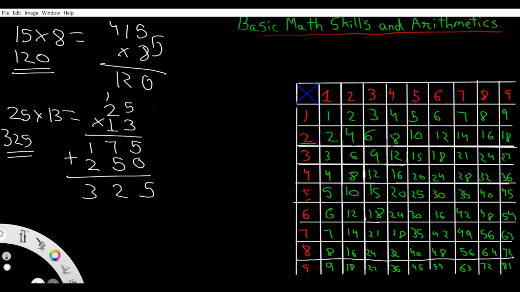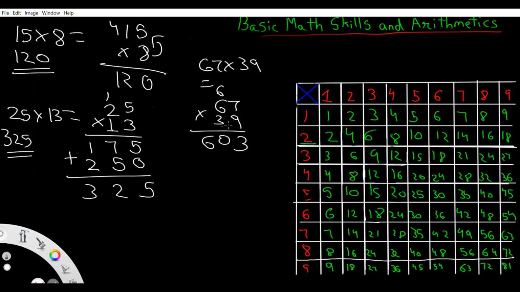Let's go bigger. How about something like 67 times 39? Similarly, we write it like this, 67 and 39. We perform for the 9 first. So 9 times 7 is 63. So we write the 3 here and carry the 6. 9 times 6 is, let's look at the table, it's 54. So 54 plus 6 is 60. So we write 60 here.